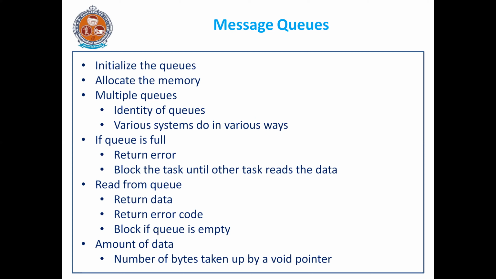Whenever the tasks want to communicate with one another, there will be some shared data, so they have to use the shared data in more than one task. In the previous sessions we have already seen how the problem arises with the shared data, and also how we can solve the problem using semaphores. Now we will see how we can solve the problem using message queues. So queues can be used for solving this shared data problem.